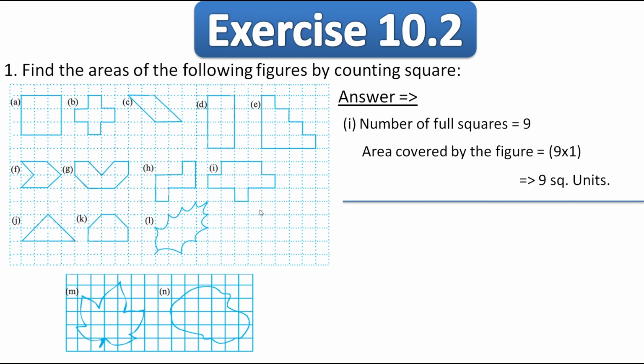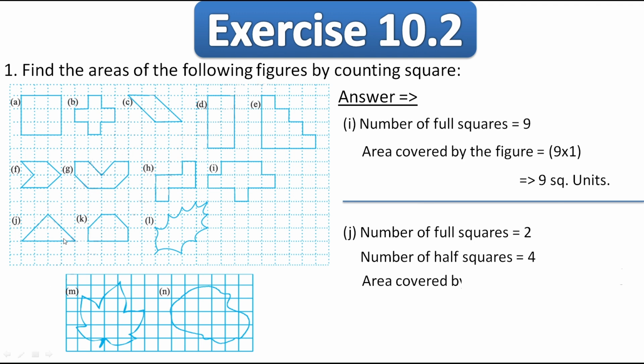Now in J, we have 2 full squares and 4 half squares. Therefore, number of full squares are here 2 and number of half squares are 4. Therefore, area covered by the figure is 2 into 1 plus 4 into half, which is equal to 2 plus 2 gives you 4 square units.